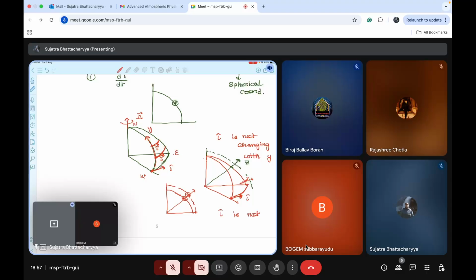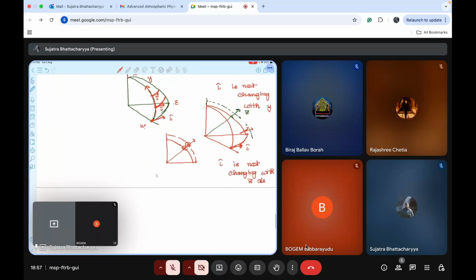You have to visualize on your own, only then will you understand. It's not changing with z also. So I hat is not changing its direction with y, not changing with z. It's not changing with time t also. But whether it is changing with x or not is the question.